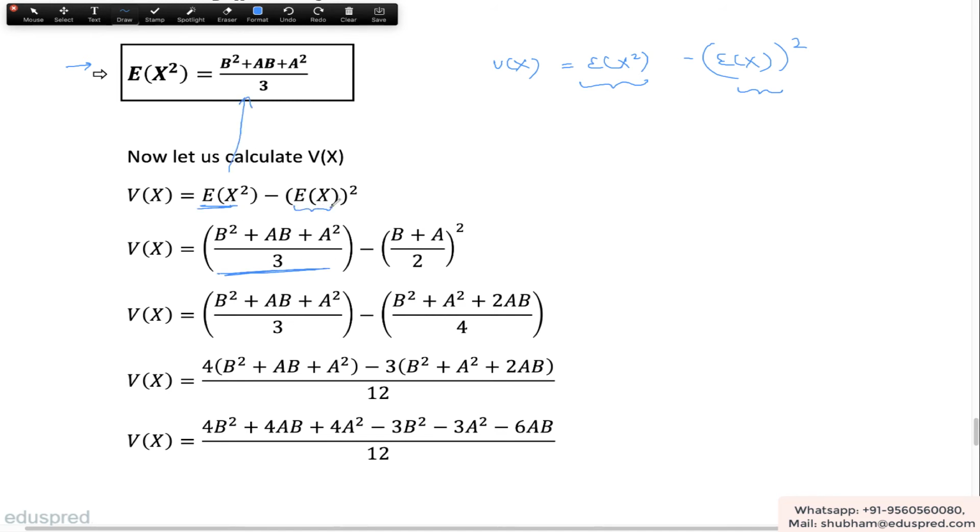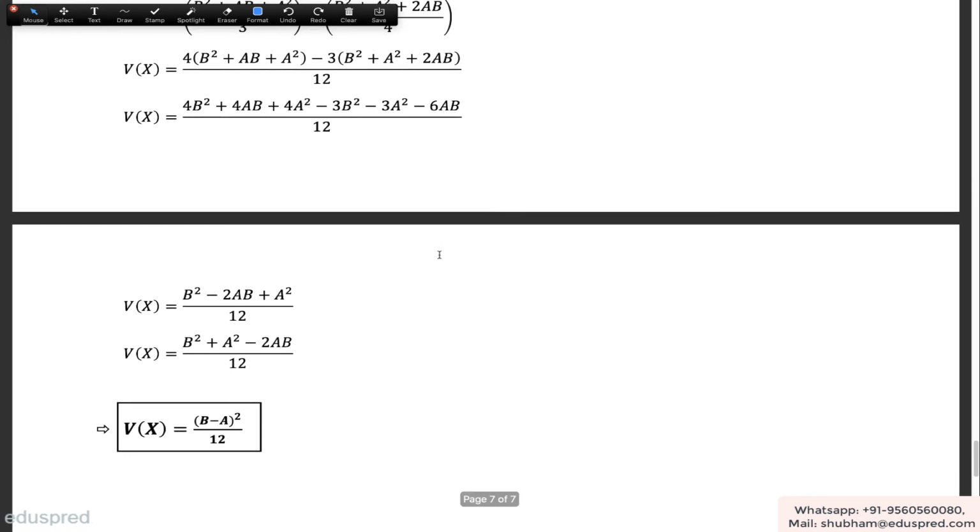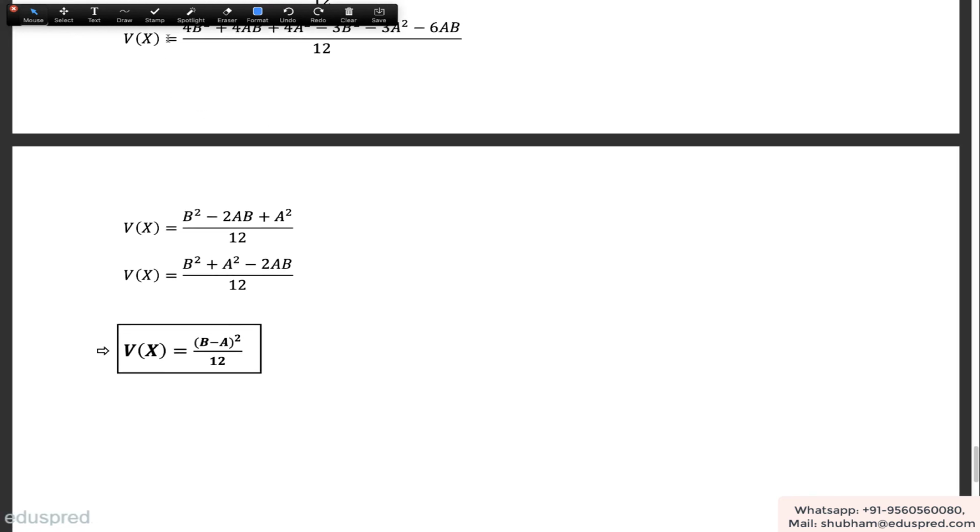The second term is the expected value of x whole square. So the expected value of x is b plus a by 2, and now we have to do the whole square of that. The numerator becomes b plus a whole square, which is b square plus a square plus 2ab, and the denominator becomes 2 square, which is 4. So this is your first term, this is your second term. You have to subtract these two terms. We can take the LCM and do the calculation, right? And once we do this and solve it further, we will get that the variance of x is equal to b minus a whole square divided by 12.